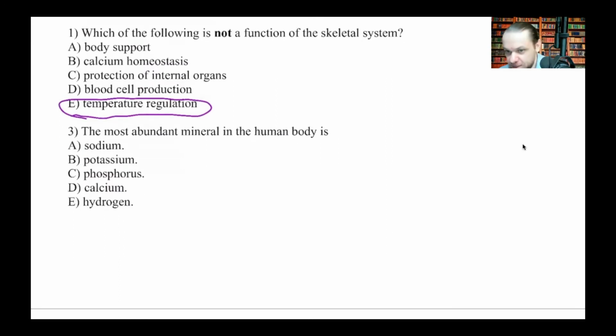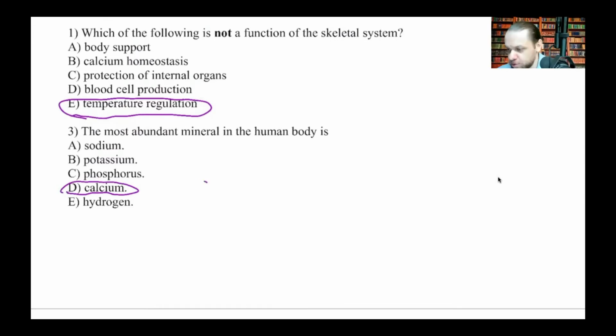Number 3, see, we got. Can I go? Sure, go ahead, Brendan. Sorry. The most abundant mineral in the human body is calcium. Calcium is correct, right? Remember, I was talking to you about the parathormone.